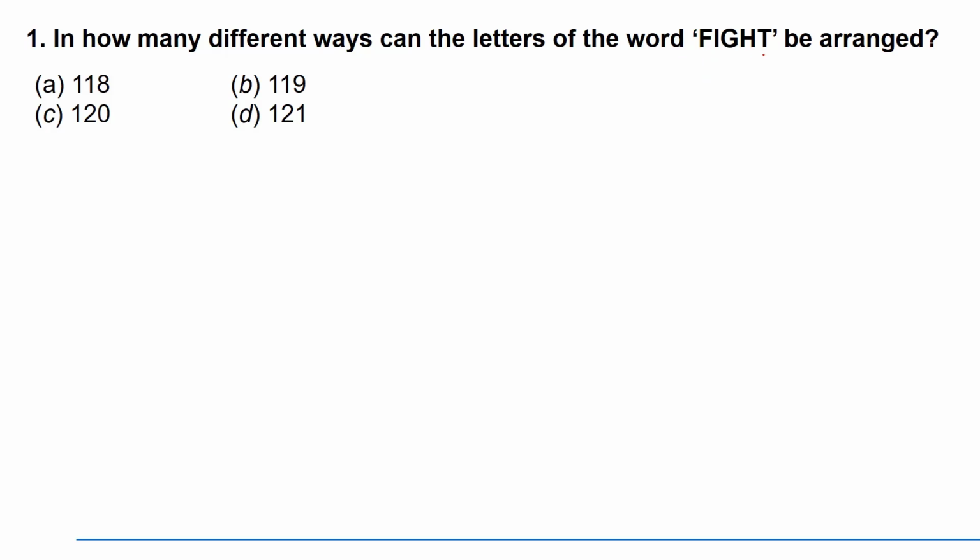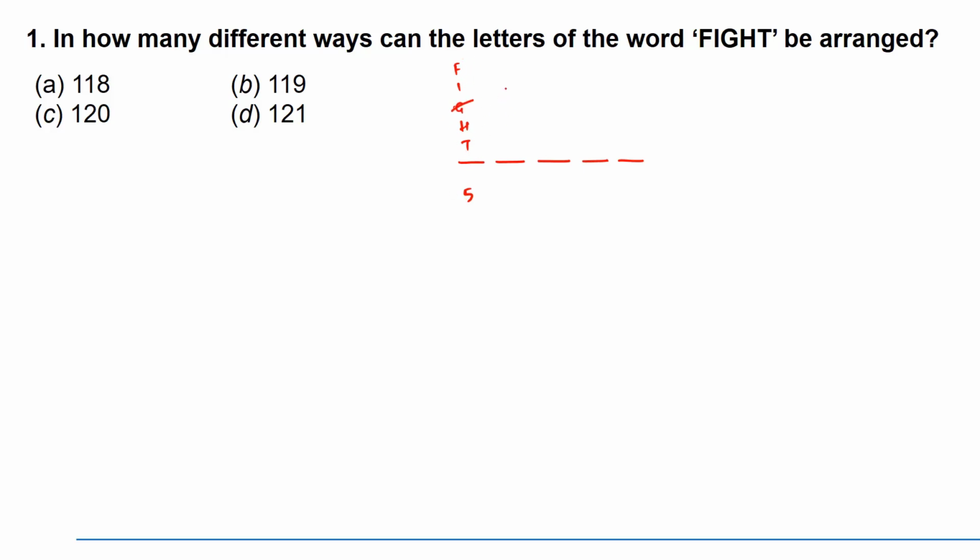Okay. Here there are 5 letters. That is, it has got 5 spaces. 1, 2, 3, 4, 5. So in the first place, you can arrange with any of these letters: F, I, G, H, T. So it can be filled in 5 different ways. For example, let us take G for the first place.